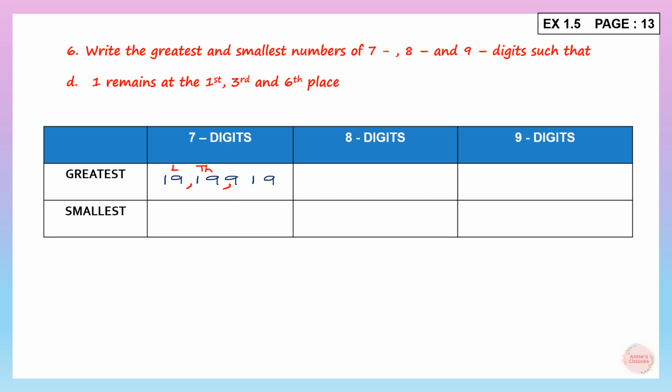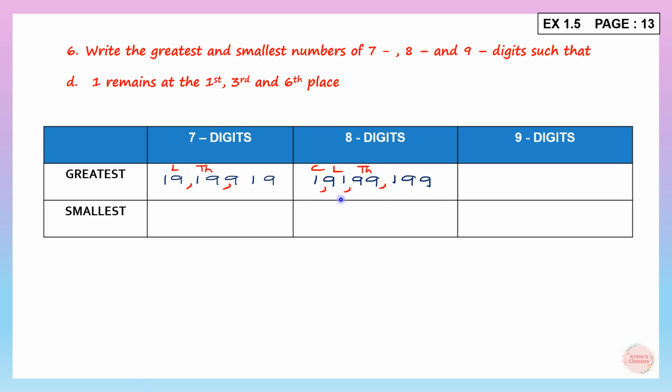So now let's read. This will be 19 lakh 19,919. Now the 8-digit number, 8 nines. Now again 1 is in the first, third and sixth place. So first place, second, third, fourth, fifth, sixth place. So remove the 9s from all those places and put 1 in those places. So we have 1, 1 and 1. Now let's put the commas. Ones, tens, hundreds, thousands, 10,000s, lakh, 10 lakh, crore. The crore, lakh, thousands. So let's read the number.